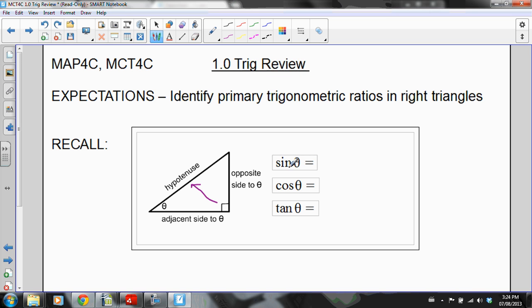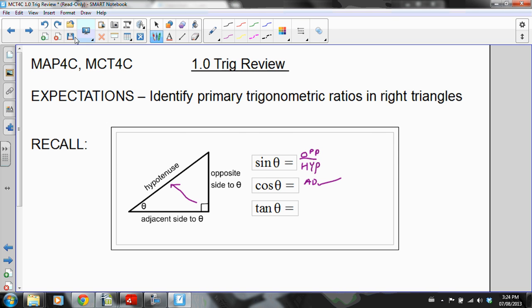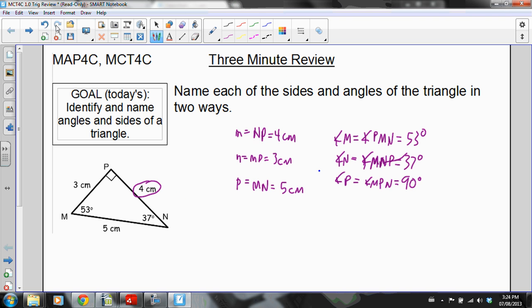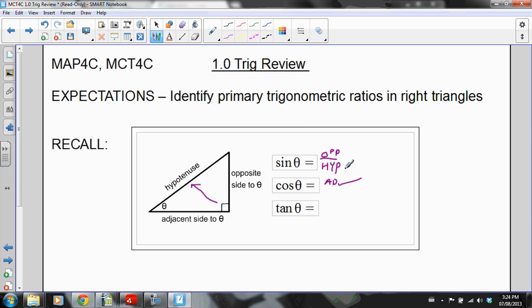And of course the sine, if we remember our grade 10 stuff, is opposite over hypotenuse. Cosine is adjacent over hypotenuse. Oops, let me just erase that. That's kind of a mess. Very much better. Adjacent over hypotenuse. And tangent is opposite over adjacent.